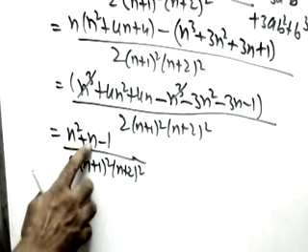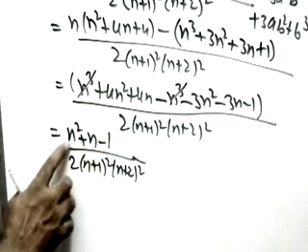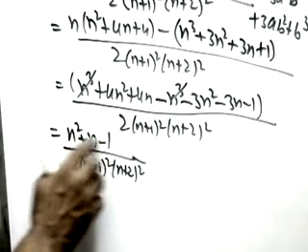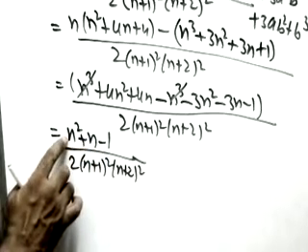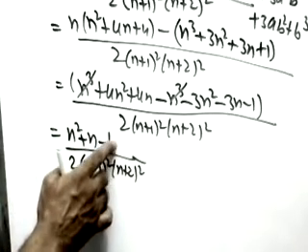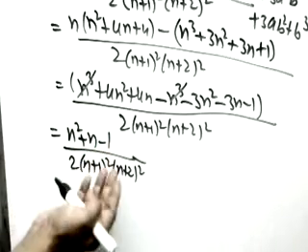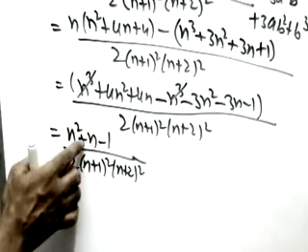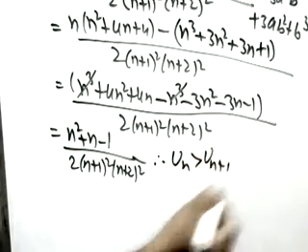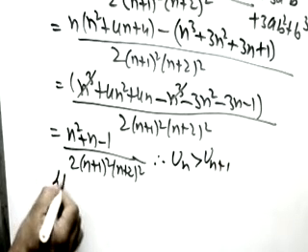n is a natural number, so the minimum natural number is 1. Even if you keep 1 here, 1 minus 1 will get cancelled, and you are left with 1. So this cannot be less than 0. This is always greater than 0 because n is a natural number. So the minimum natural number is 1, 1 plus 1 is 2, 2 minus 1 is 1. So the minimum value of this will be 1. If you put a greater n value, you will get more values. So this will not be negative, therefore we can say un is greater than un plus 1.